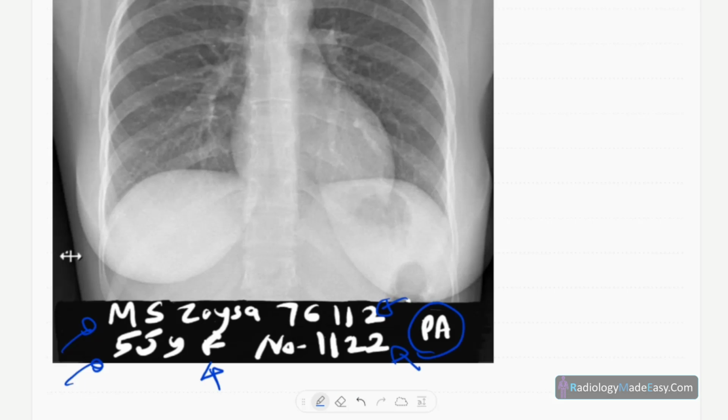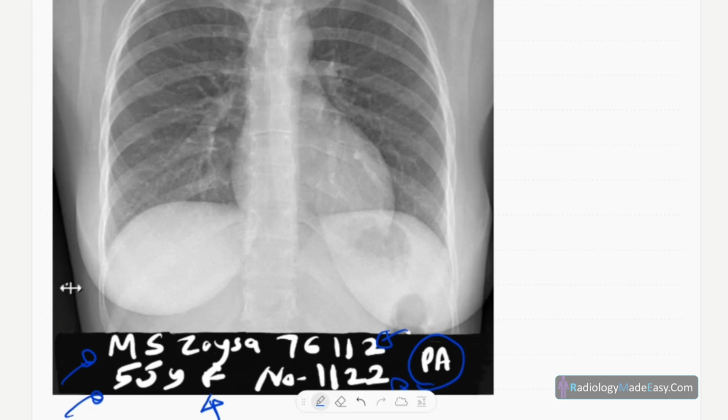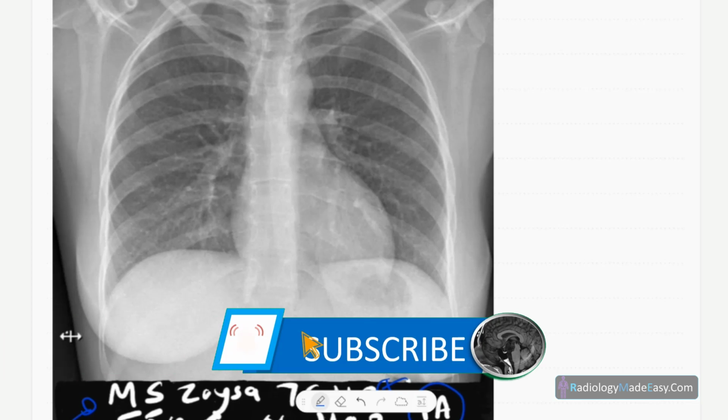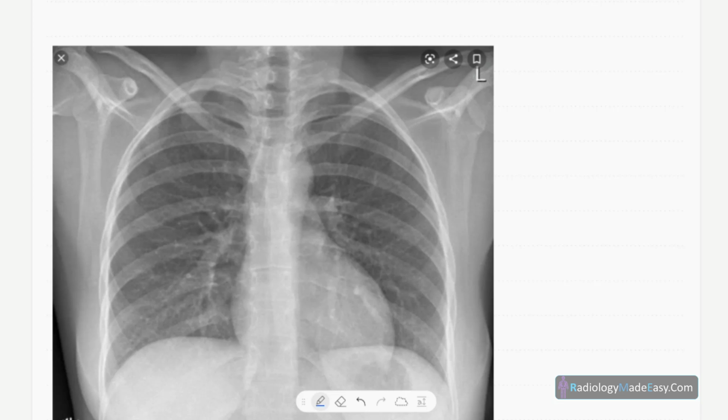Next thing is the projection, whether it's posterior anterior, that means PA, where we project radiation posterior to anterior of the body, or AP projection. And usually the standard projection is posterior anterior in an erect position. Next thing is the side. Here you can see they have marked the left side. It's important to identify the side, because there will be patients who have dextrocardia and situs inversus.